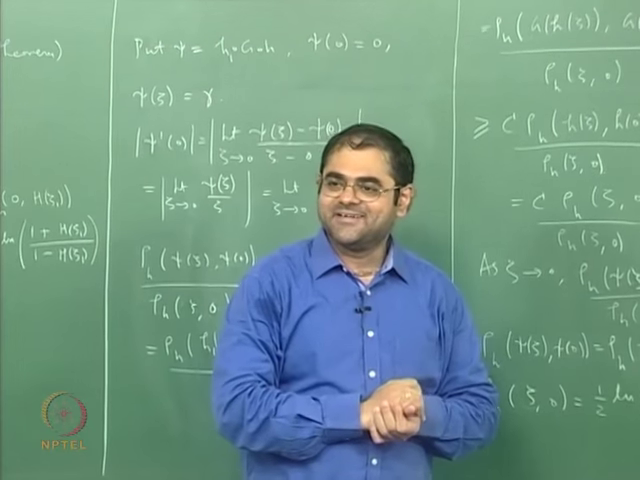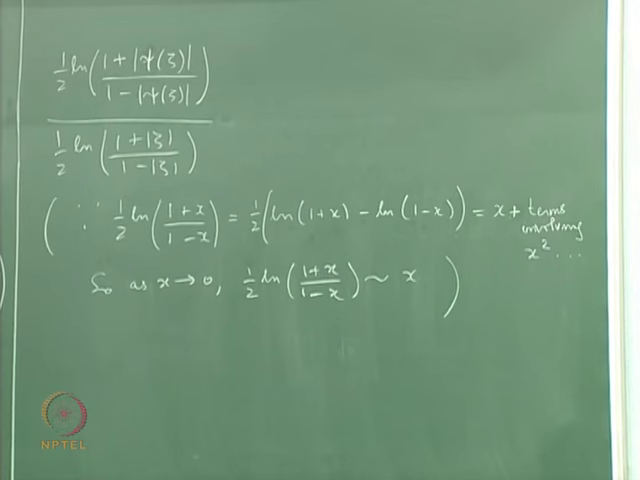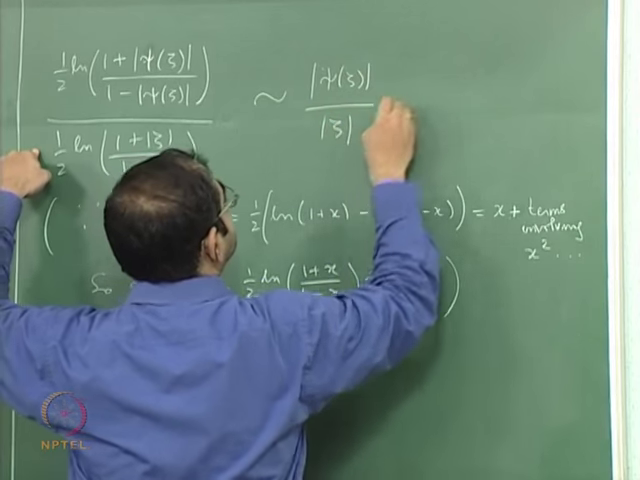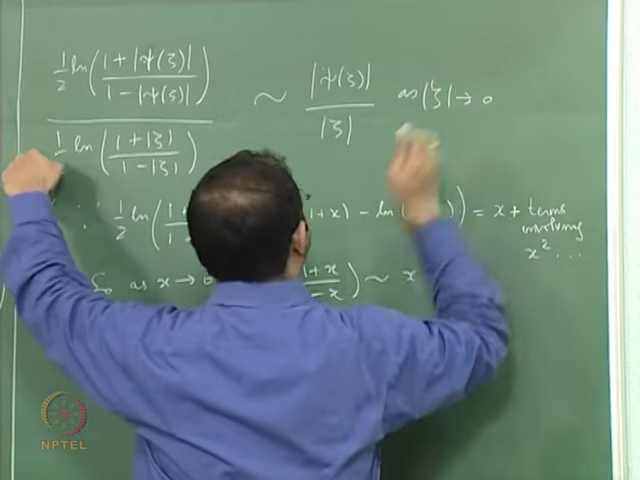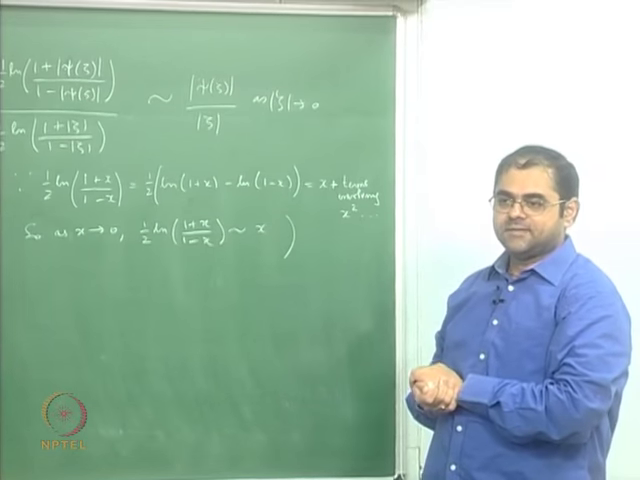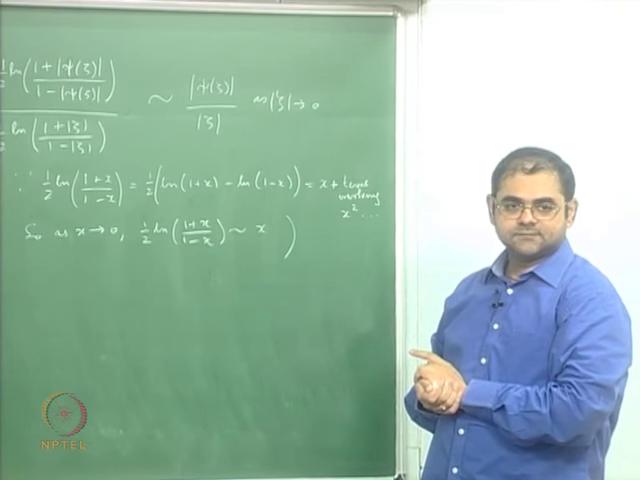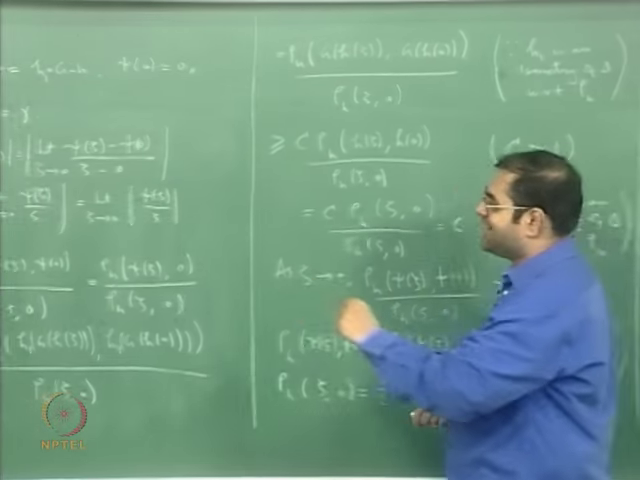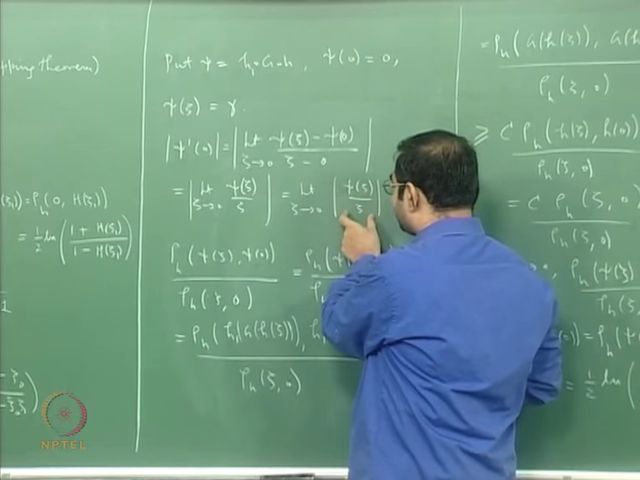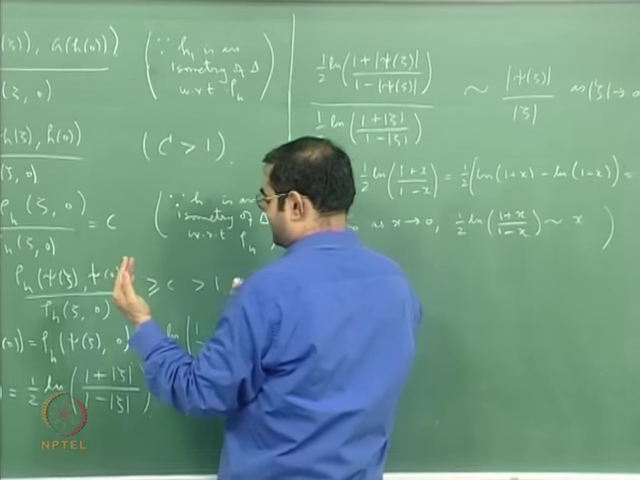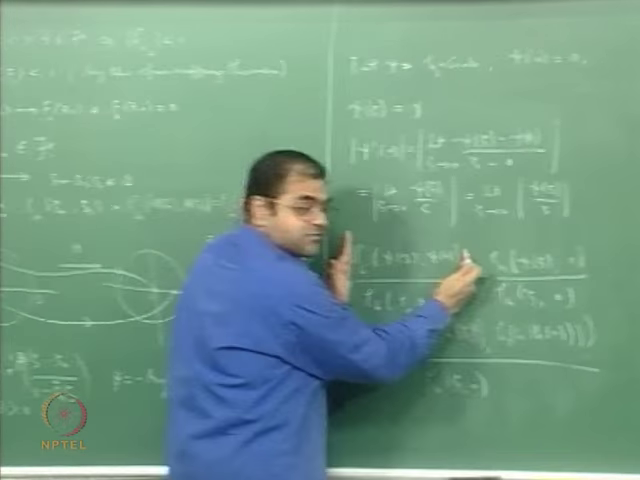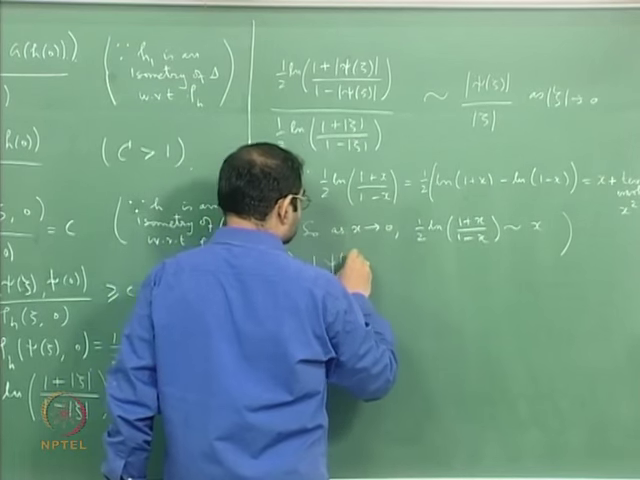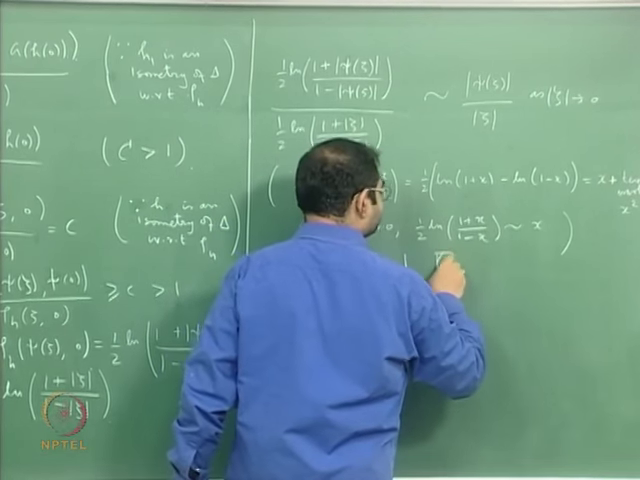So as x becomes very small, half ln of 1 plus x by 1 minus x can be approximated by x. So the numerator can be approximated by mod zeta psi of zeta by mod zeta, as mod zeta tends to 0. This is an approximation, and it comes very close to the behavior of this, alright. And therefore the moral of the story is that if I take the limit as zeta tends to 0 of mod psi zeta by zeta, the behavior is like taking the limit as zeta tends to 0 of this quantity, and that is always greater than 1. Therefore, what you will get is mod psi dash of 0 is greater than 1, and that finishes the lemma, okay.